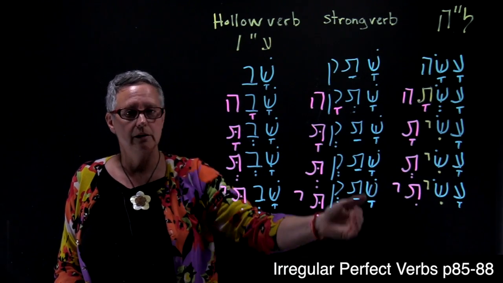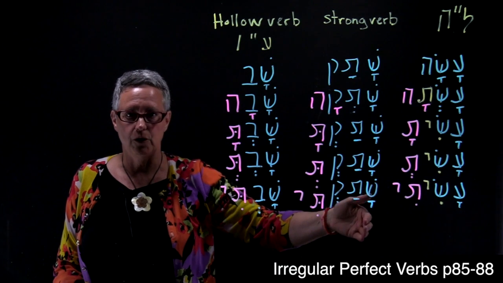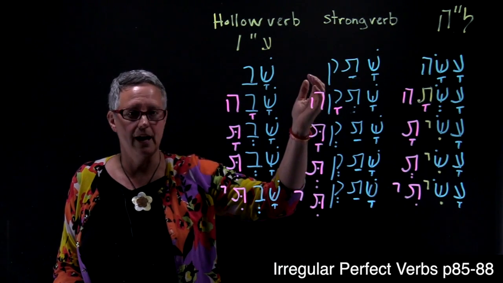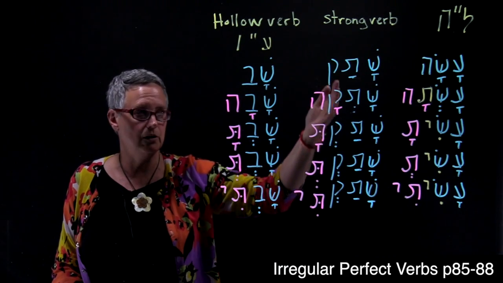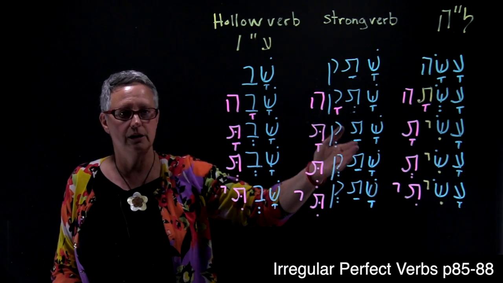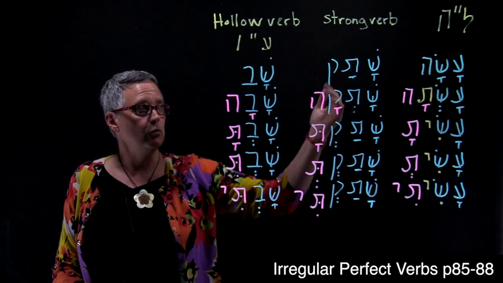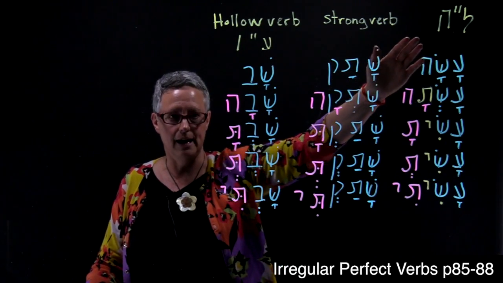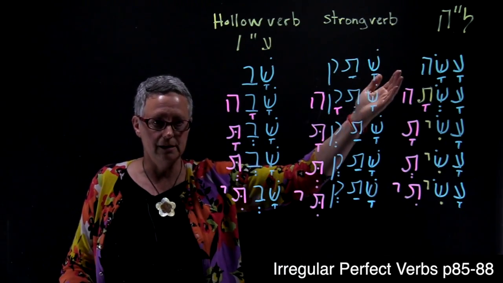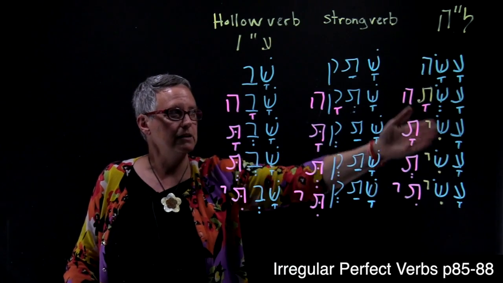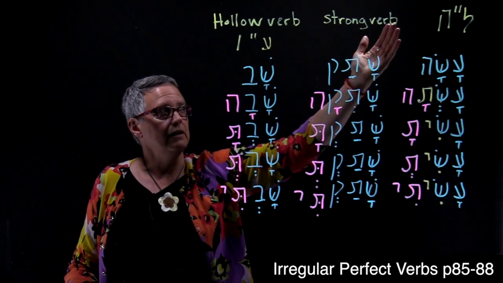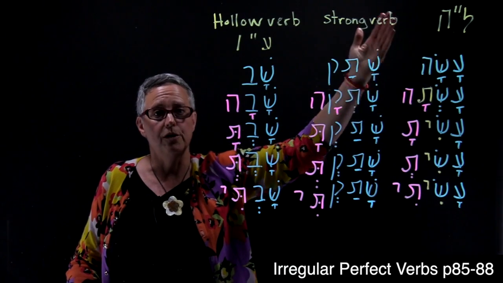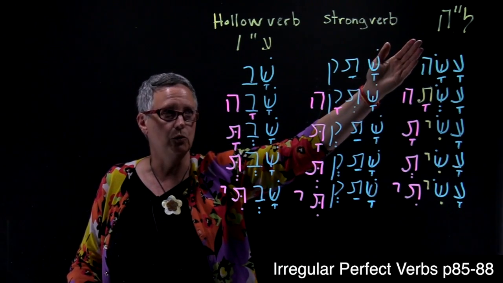The middle example is the strong verb, or in other words, a verb that has three strong consonants. So there are no weak letters, there are no gutturals in shatak. And then we're showing you a lamed hey, so that means that in this word, asa, there is a hey in the lamed position, or the third root letter of the word.